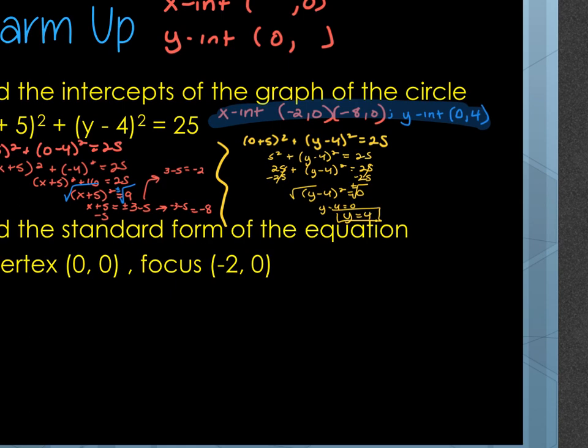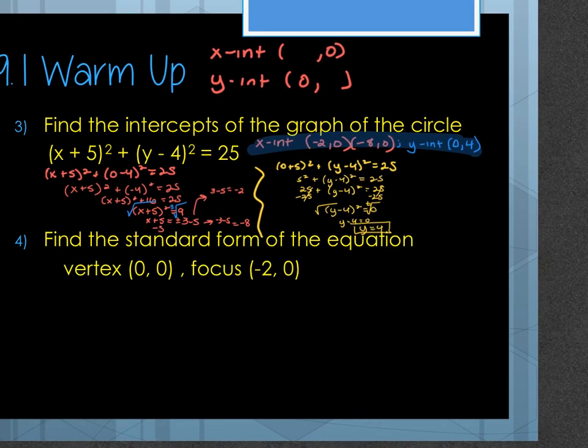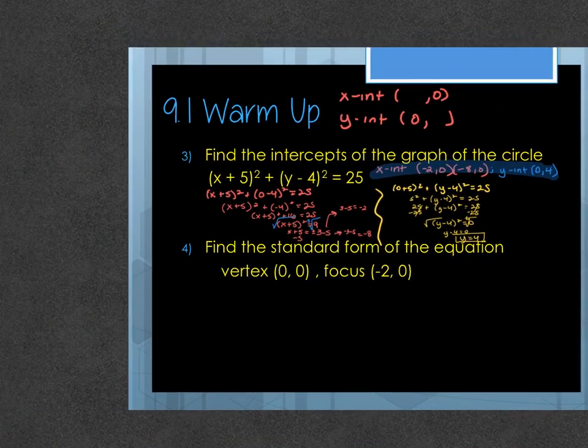Okay, so that's circles. Now we switch to parabolas. So parabolas, there's two forms, right? If it's a vertical parabola, so if it opens up or down, then it's an x squared. x minus h squared equals 4p times y minus k. If it's positive, it opens up. If the 4p is positive, it opens up. If it's negative, it opens down.